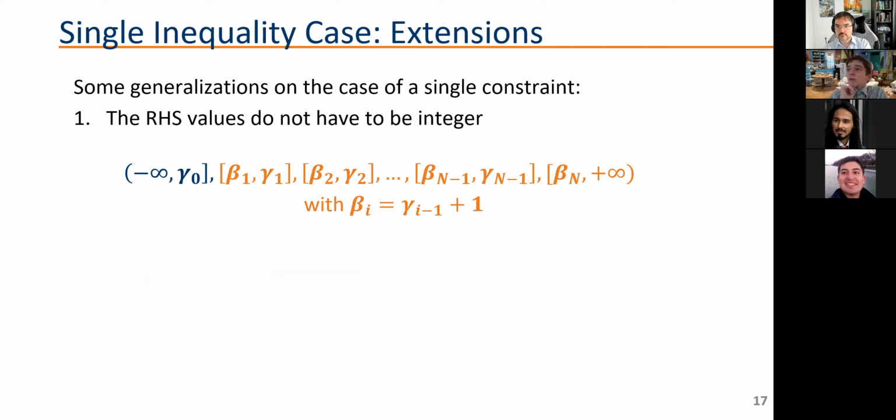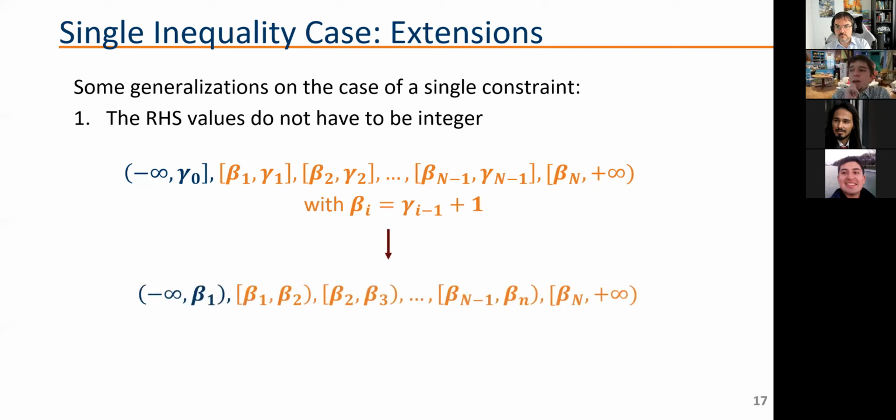The first thing to notice here is that these right-hand side values don't have to be integer. Although there is this assumption in prior work, this assumption can be easily broken, and you can apply exactly the same techniques as before. What I have shown to you so far is that we have these closed intervals of feasible right-hand side values, except of course when all the solutions are feasible or no solution is feasible. In that case, we have a half-closed interval because we have minus infinity and plus infinity. Now, what we have here can be equivalently described in terms of only the betas.